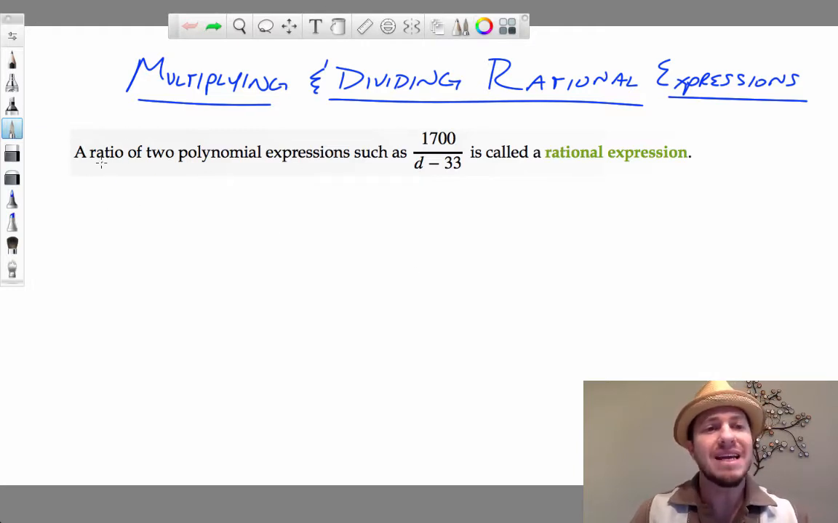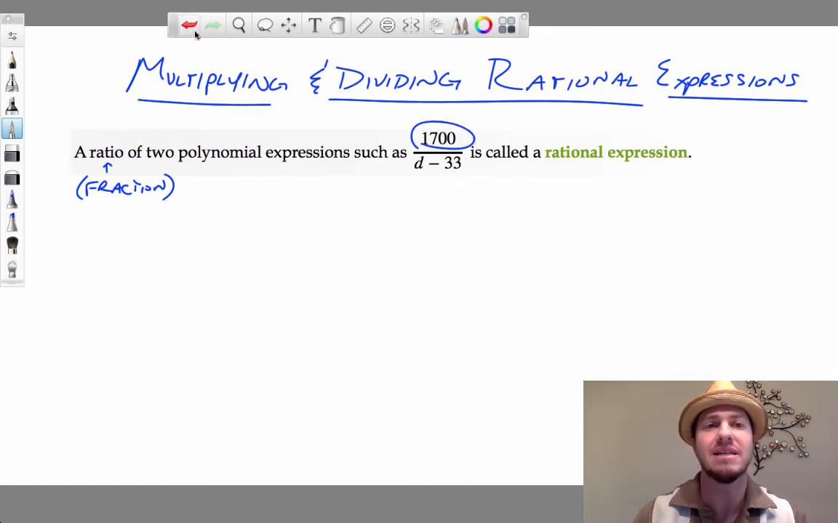So before we even get to that, understand what a rational expression is. It's basically a ratio or fraction of two polynomial expressions, such as this one given, is called a rational expression. Now, it basically is just a fraction of two polynomial expressions. This happens to be a constant, but that is considered a polynomial.